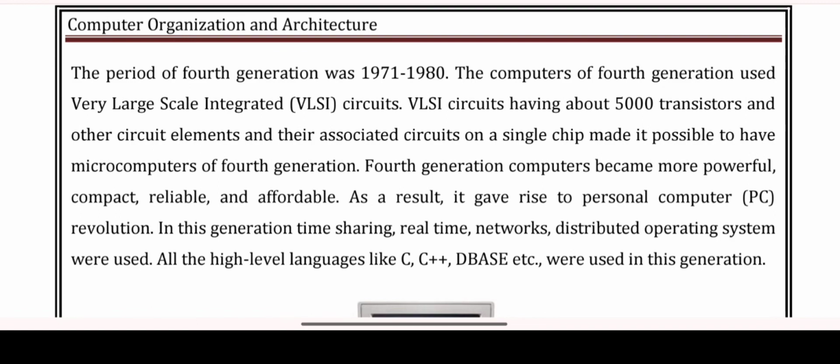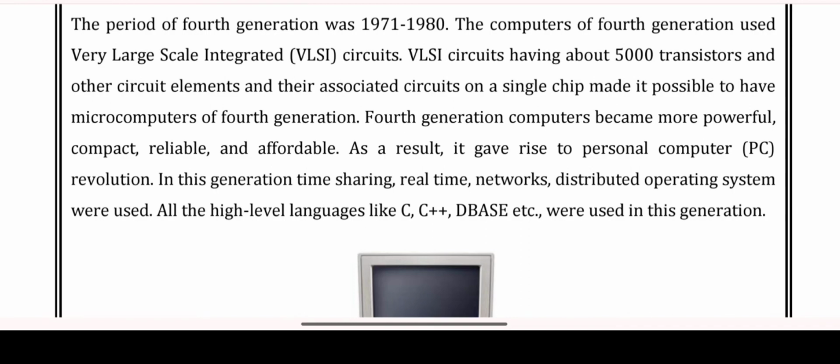The fourth generation computer became more powerful, compact, reliable, and affordable, giving rise to the personal computer (PC). The revolution in this generation included time sharing, real-time networks, and distributed operating systems. High-level programming languages like C, C++, DBASE, etc. were used in this generation.